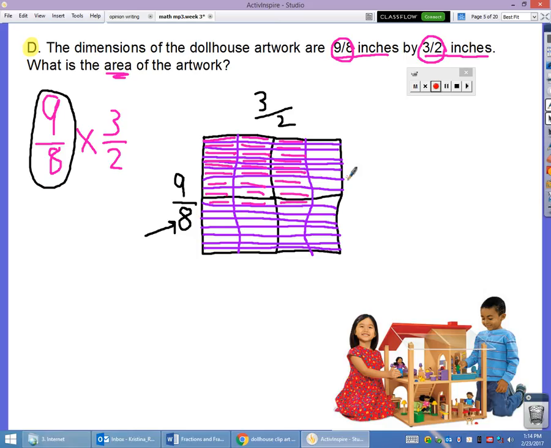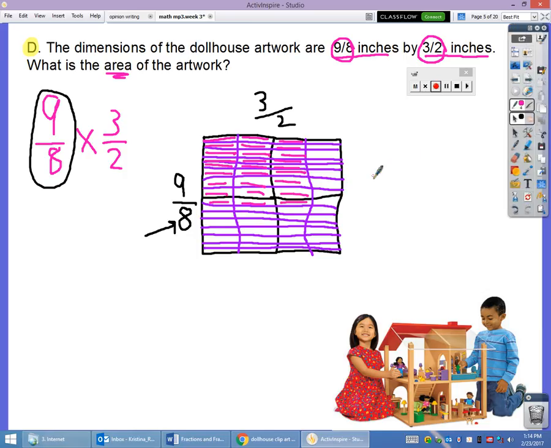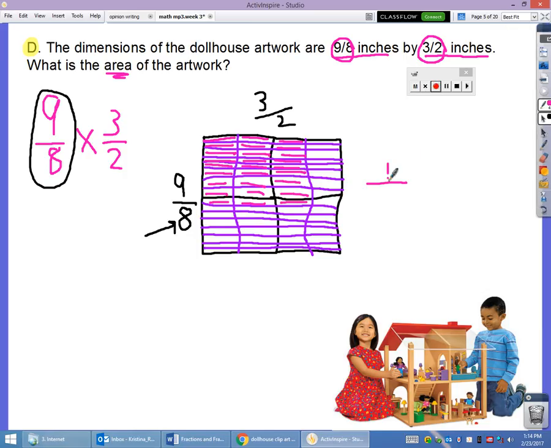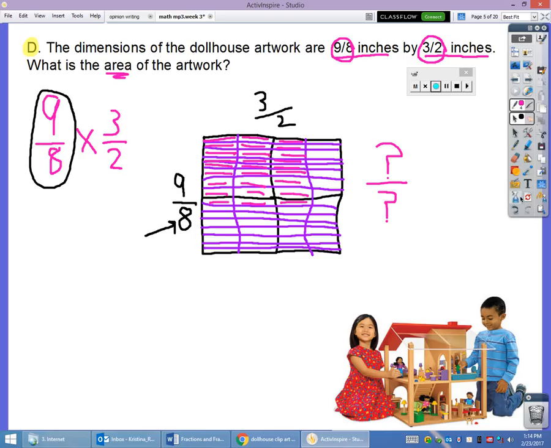Once you've done that, you're going to count and see how many pieces you shaded. That's going to be your numerator. And your denominator is going to be how many pieces you partitioned one hole into. Okay, so hopefully that wasn't too bad. We're going to continue to go over this tomorrow.